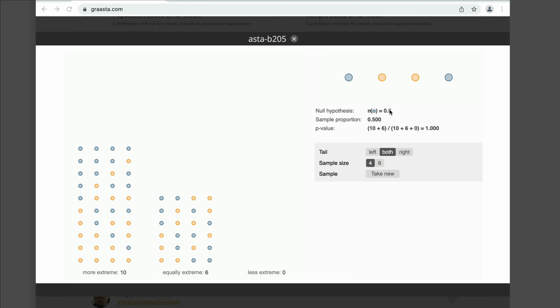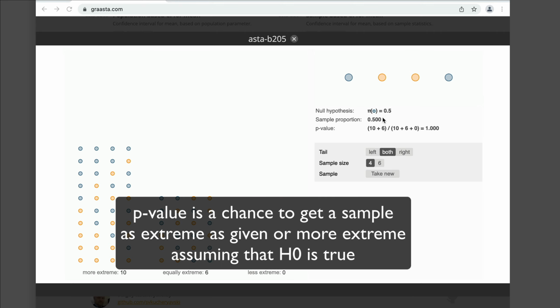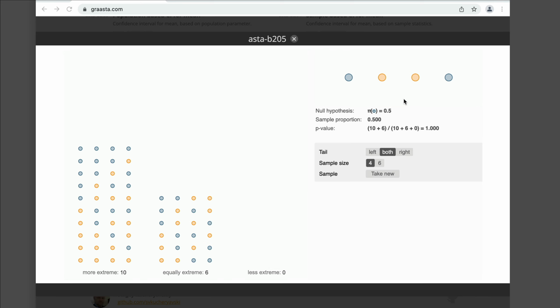And now let's recall what the p-value is. The definition of the p-value is the following. The p-value is the chance to get a sample as extreme as yours in relation to the null hypothesis, or maybe even more extreme, assuming that the null hypothesis is true. So the null hypothesis is that the proportion is 0.5. My sample has a proportion of 0.5. So let's compute the probability to get a sample as extreme as mine, or even more extreme.